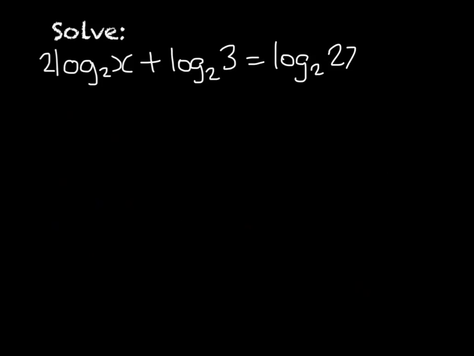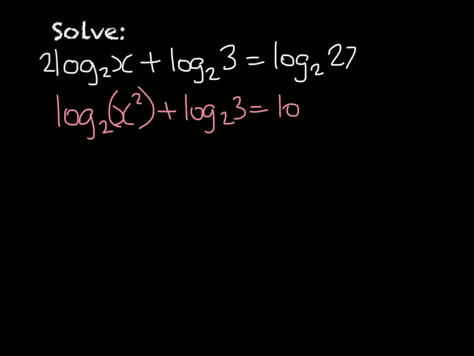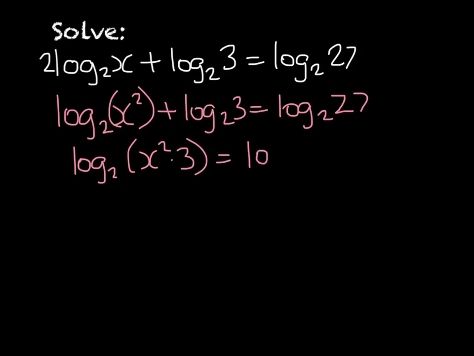Solve 2 times log base 2 of x plus log base 2 of 3 equals log base 2 of 27. First thing we can do is we'll move the 2 into the log. And then we can use our product property to combine our left-hand side into one expression. So we have x squared times 3.